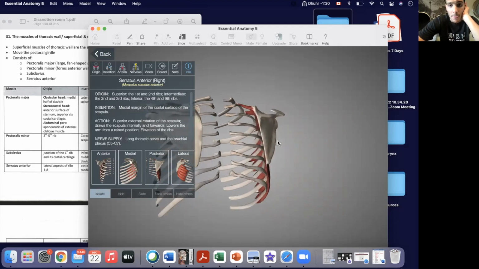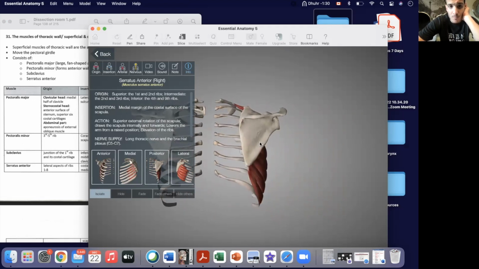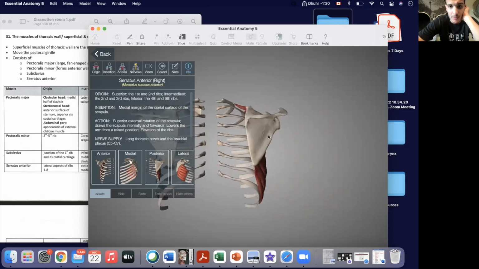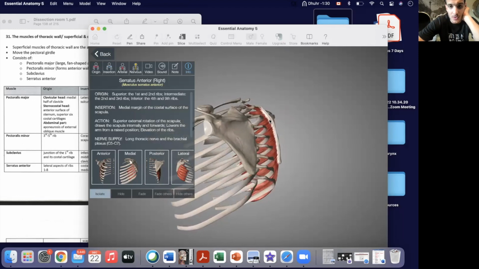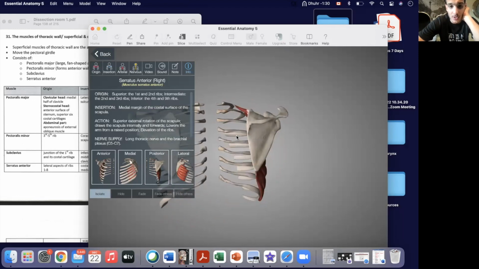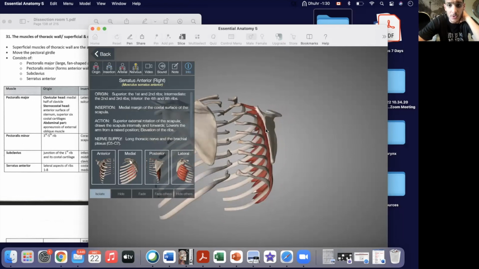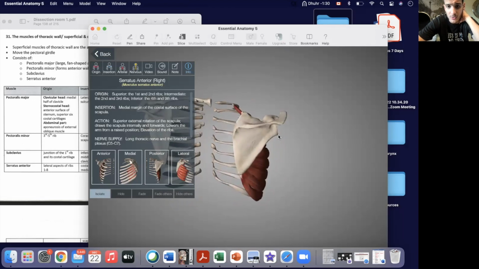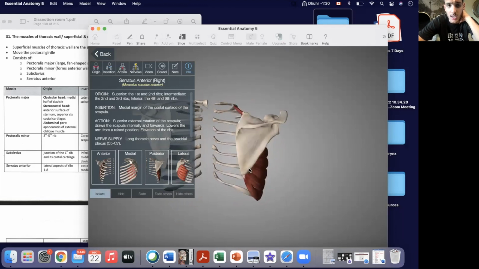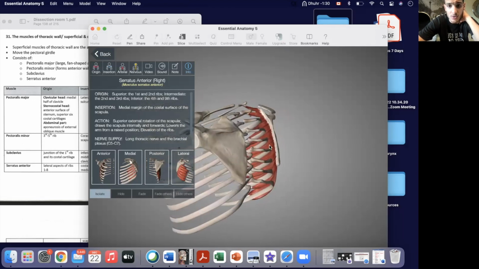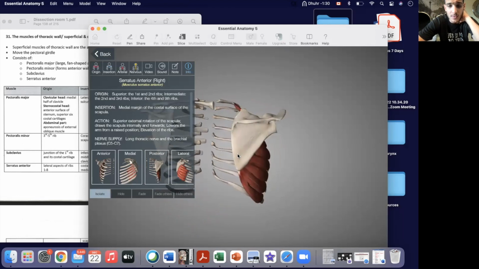Costal surface. So you have the scapula, and remember that the surface of the scapula that is touching the ribs is called the costal surface. And so the serratus anterior inserts into the medial margin. That's the lateral margin, and that's the medial margin, and it inserts on the medial margin on the costal surface. Okay, that's where it inserts.